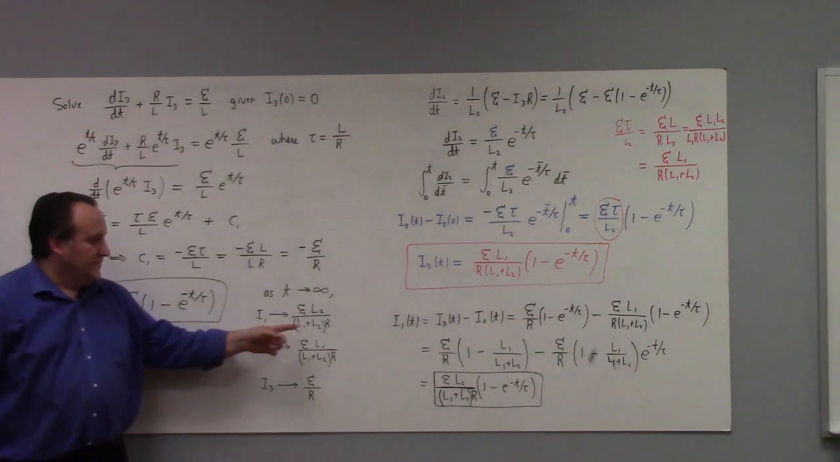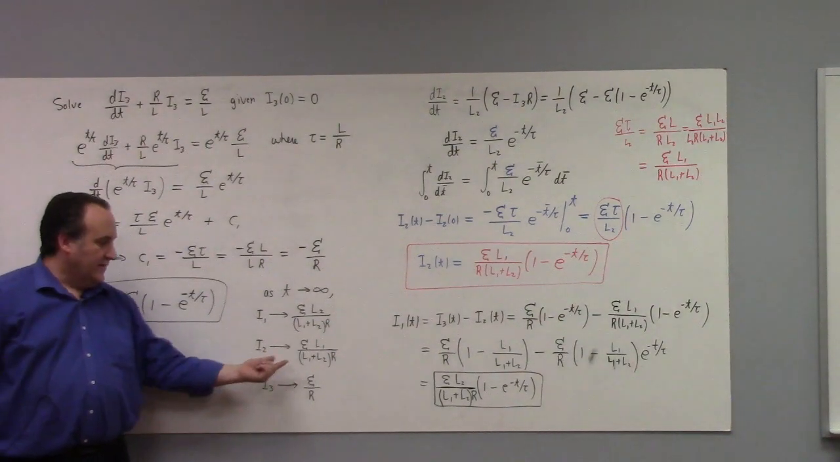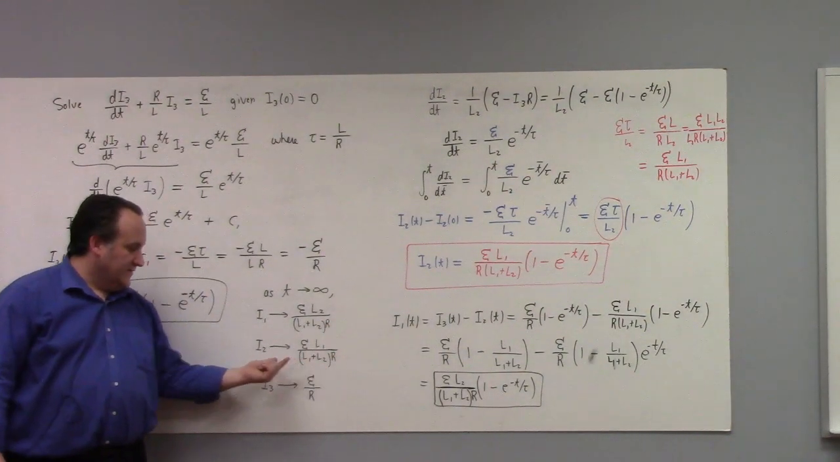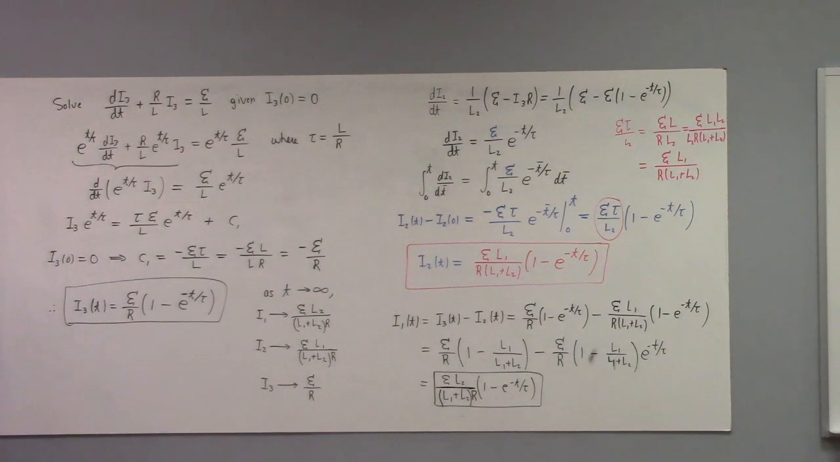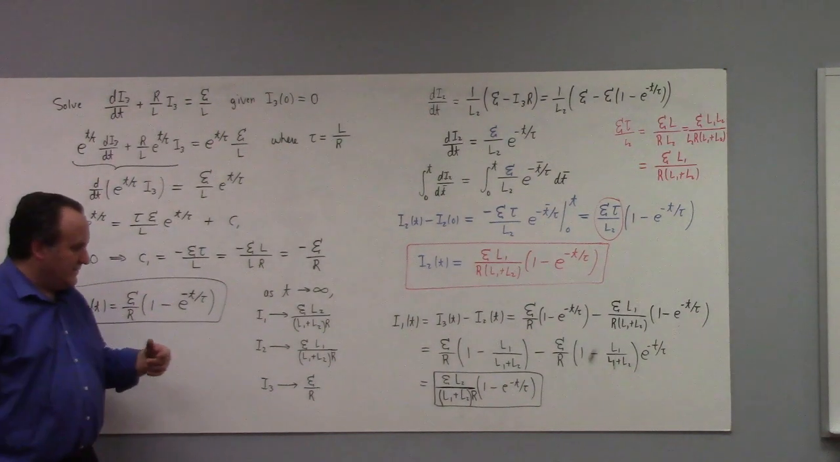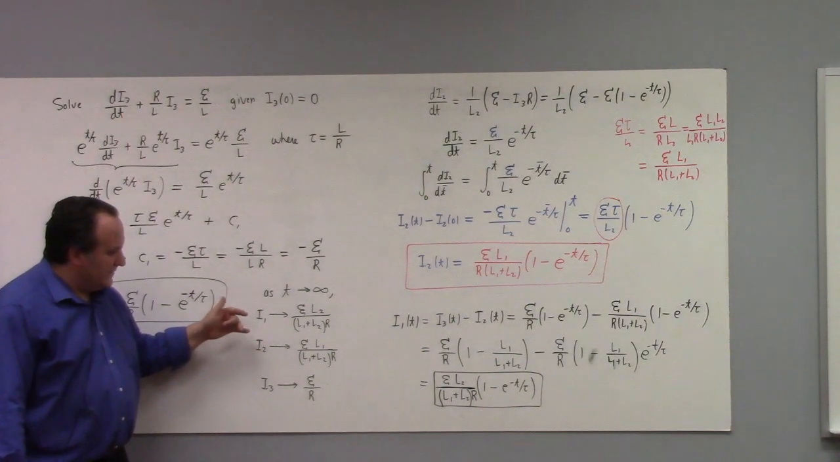So we have basically L2 over L1 plus L2, that's the fraction that goes through I1. And L1 over L1 plus L2, that's the fraction that goes through I2. And of course, E over R goes through the both of them combined. For instance, if the inductors are equal, half the current goes through one, half the current goes through the other. If the one inductor was like 3 henries and the other one was like 1 henry, I think more current goes through the lower inductance, right? Like the current will go through the lower inductance more, I think.